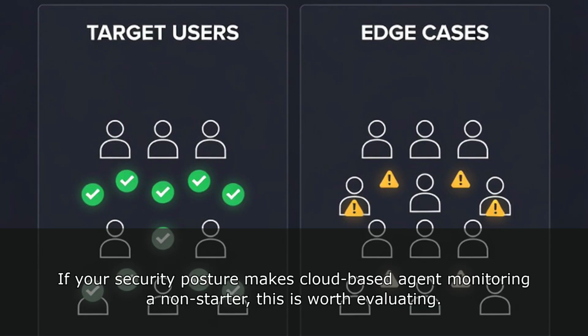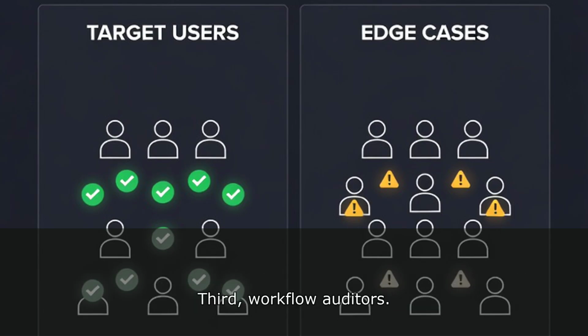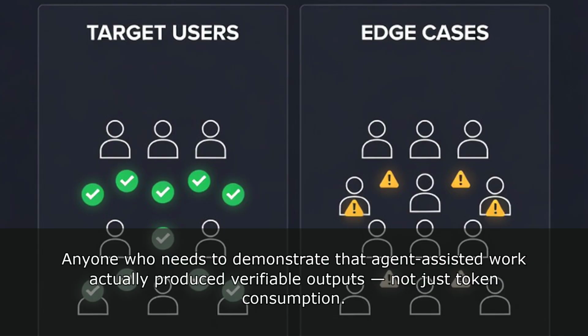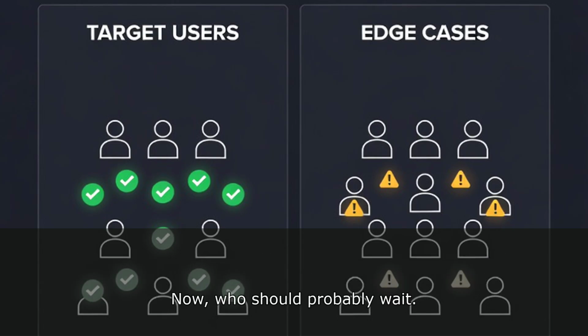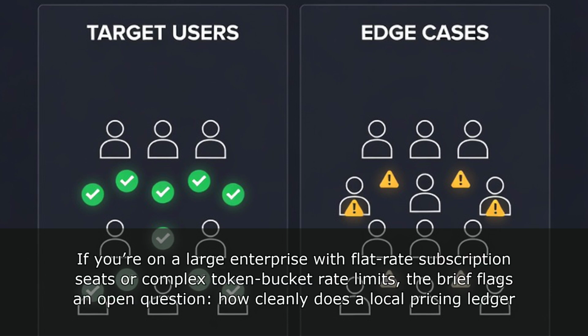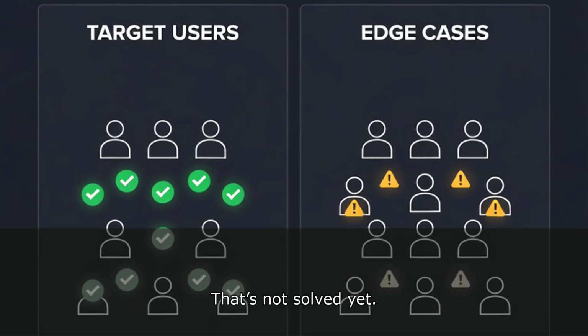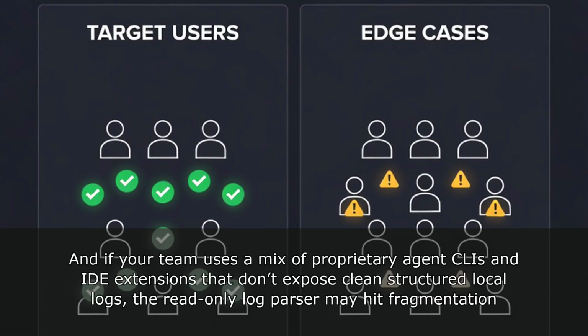Now, who should probably wait? If you're on a large enterprise with flat-rate subscription seats or complex token bucket rate limits, the brief flags an open question. How cleanly does a local pricing ledger map to those billing models over time? That's not solved yet. And if your team uses a mix of proprietary agent CLIs and IDE extensions that don't expose clean structured local logs, the read-only log parser may hit fragmentation problems as that ecosystem keeps splintering. This is a watch with a conditional pilot.